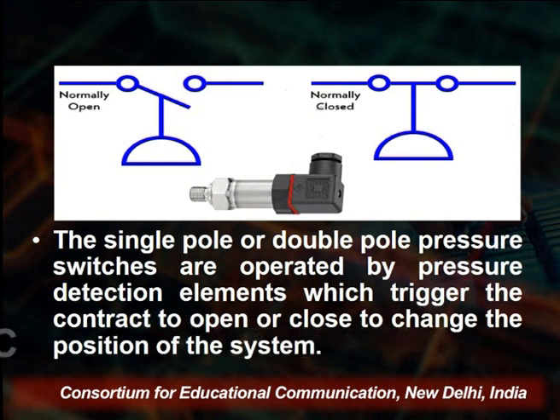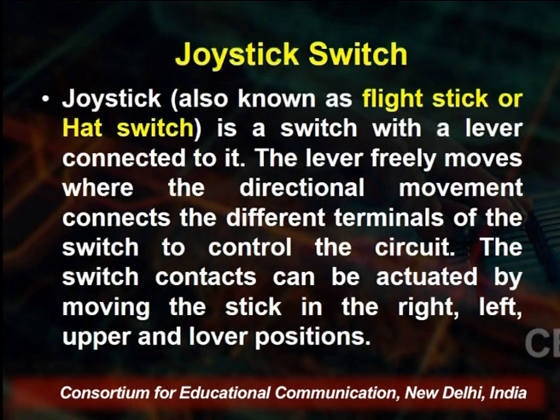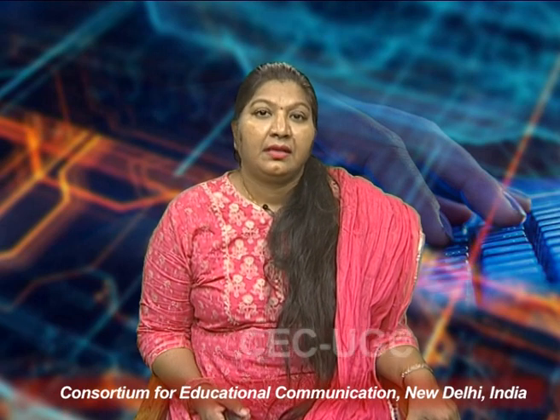You see on the screen that these are the pressure switches to control the flow of gases. Next type of mechanical switches we are discussing is the joystick switch. As you all know this name joystick, it is used in computer gaming. Joystick is also called the flight stick or hat switch, and that type of switch uses a lever connected to it, and the lever moves freely, where the direction of movement connects different terminals of the switch to control the circuit.